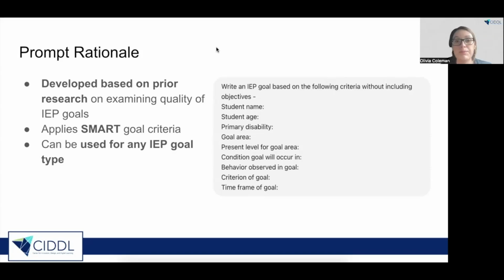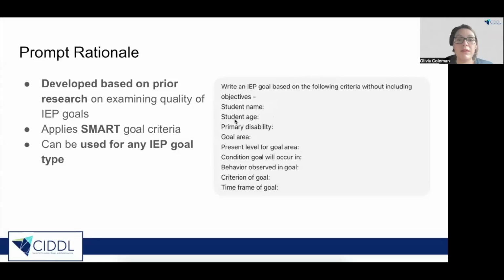So when the participants were asked to put this prompt into the generative AI, they were given a scenario of a fictional student, and enough information was provided in that scenario for them to pull out that information and plug it in here to this prompt. I would like to note that we do have student name. We did not have to worry about confidentiality as it was a fictional student, but if you are worried about confidentiality, just omit the name and add that in after the goal is generated.